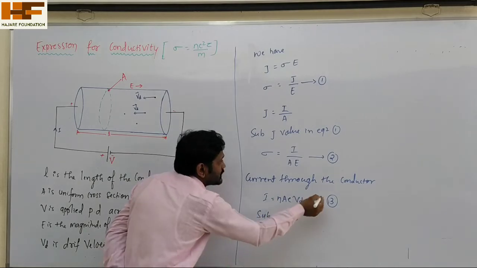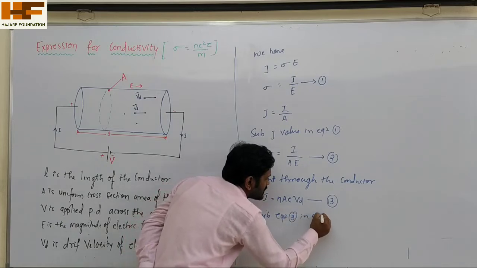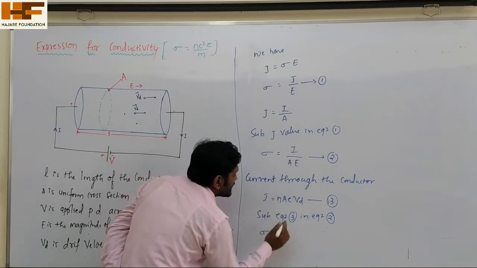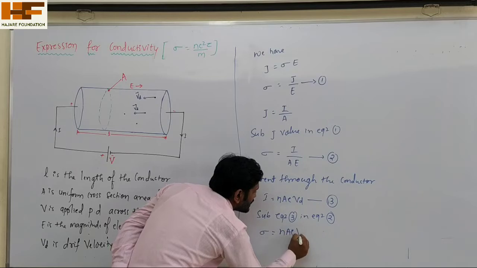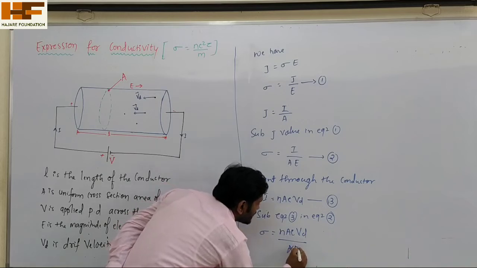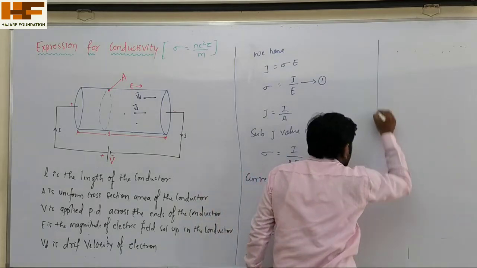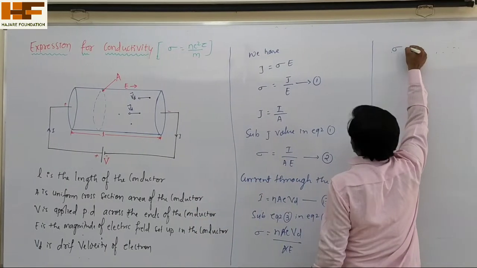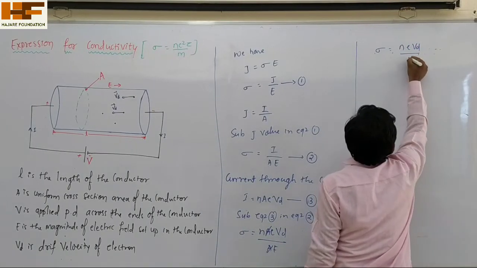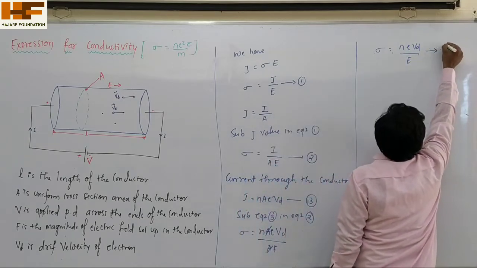Substitute equation 3 in equation 2. Then sigma is equal to, what is I here? n A e into Vd upon A E. Here A and A cancel. Then sigma is equal to n e Vd upon E. This one we will take as equation number 4.